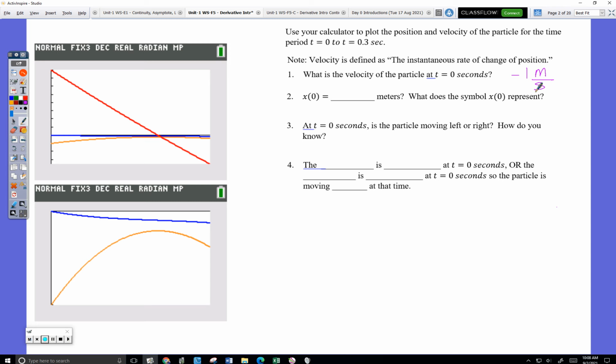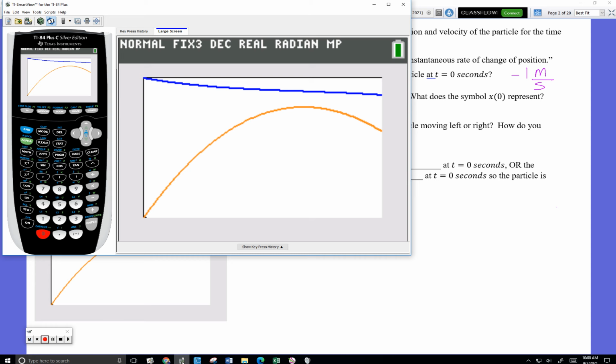So, okay, we know the particle's moving 1 meter per second. Make sure you use the units at time equals zero. Let's talk about this. Look here. If I go forward in time, so I hit trace again, I put myself on the velocity graph, come back to zero, and I go forward in time using the cursor.